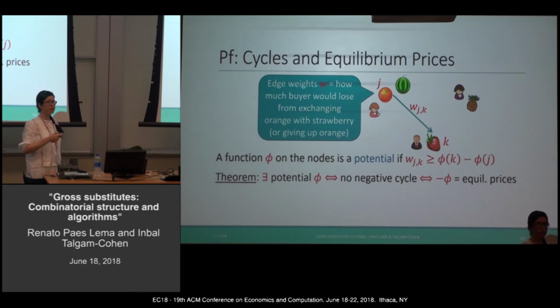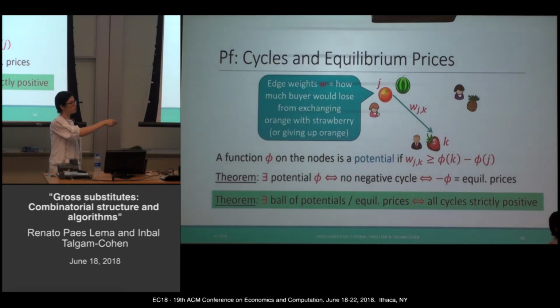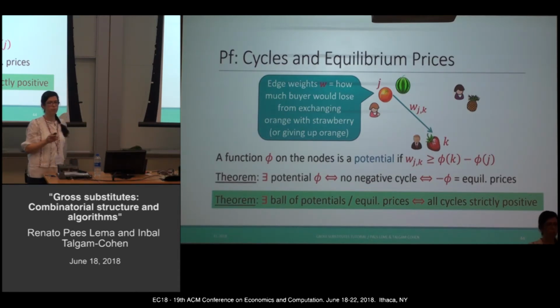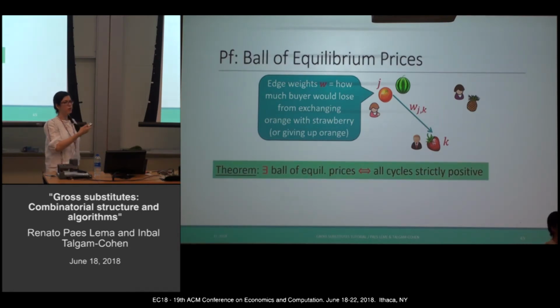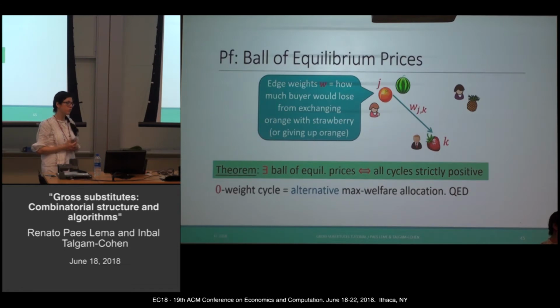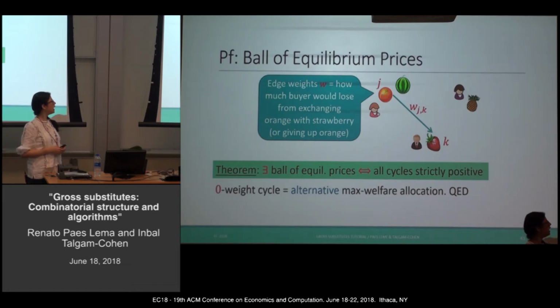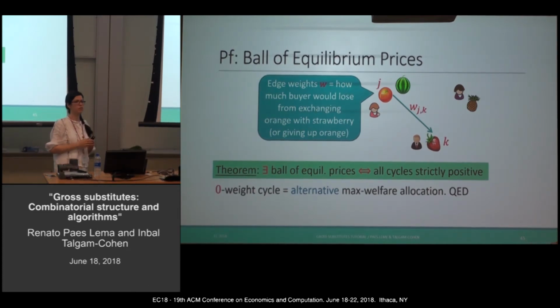Now I can strengthen the theorem a little bit and show you that there exists a ball of potential or a ball of equilibrium prices if and only if there are no negative cycles and also no zero cycles. So all cycles are strictly positive. And this completes the proof because I already know there is no negative cycle, and I claim there's no zero weight cycle. If there were a zero weight cycle, you could take the minimal such cycle, and if you follow this cycle, which basically shows you a way to exchange items among the players, this will give you another allocation, which is also welfare maximizing.